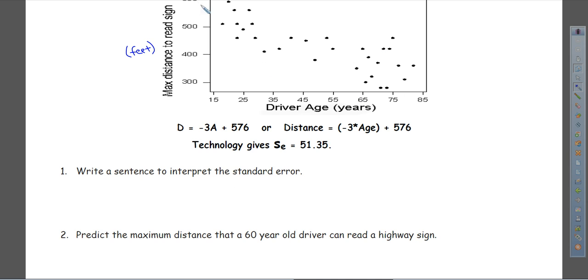Suppose we use our technology and we get our least squares regression line, our best fit line to model the data, and we get distance equals -3 times the age plus 576, and technology calculates our standard error of regression as 51.35. I want to attach units to this too. Remember, we're looking at vertical distances, and the vertical distances we're looking at are the max distance to read a sign in feet. So we could attach this and put feet on this.